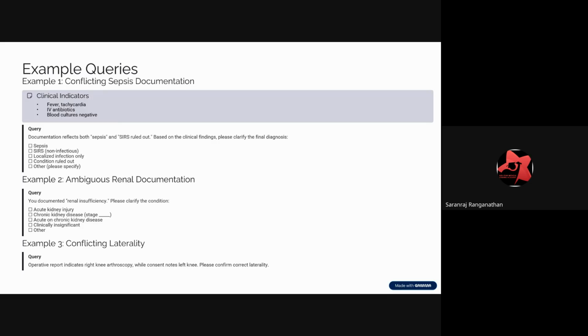Then conflict in laterality. The operative report indicates right knee arthroscopy, while the consent note says left knee. Please confirm the correct laterality. In this situation, I definitely need to verify whether it is the right side or the left side, because the arthroscopy was performed on the right side, but the notes say the left side.